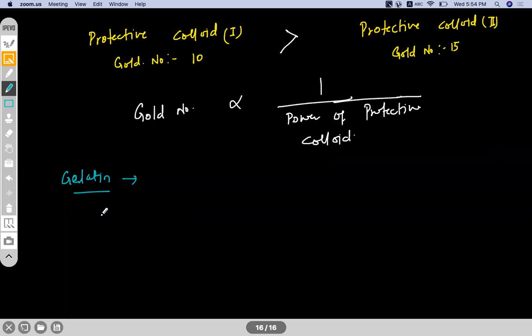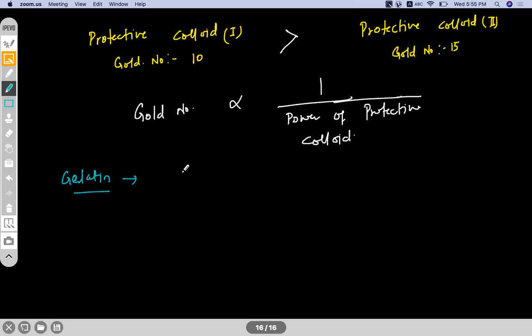If the question is direct, also one question I have seen, they asked which one has the maximum gold number, or which one has the maximum protective power. These kinds of questions you have to do by gold number. You don't have to memorize it. I don't see it as that important because only a couple of times I have seen this kind of question asked. But one or two examples you should keep in mind: this one is the best one, this one is the least one. I'll give you some examples.